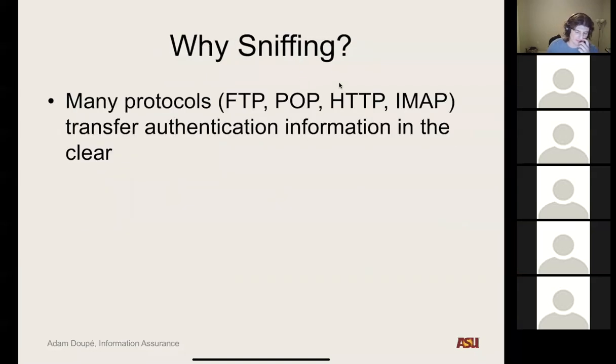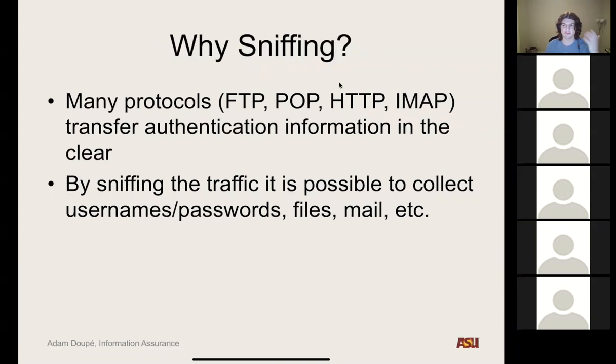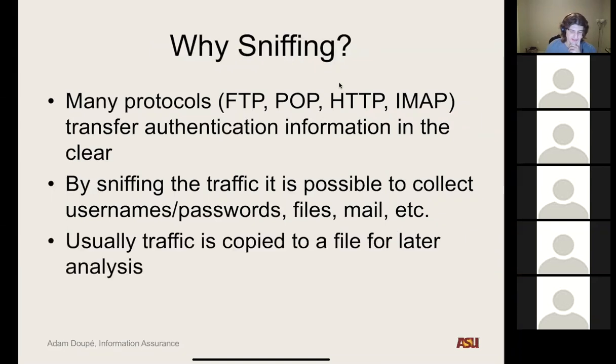So we talked about this a little bit, but one of the things that you may find shocking is that a lot of protocols like FTP, POP is a way to access email. IMAP is another way to access email. HTTP is obviously like HTTP, but without HTTPS. They transmit authentication information, so usernames and passwords, in the clear. And so when you sniff the traffic, you can collect usernames, passwords, files, mails, and there are tools that will help you with this.